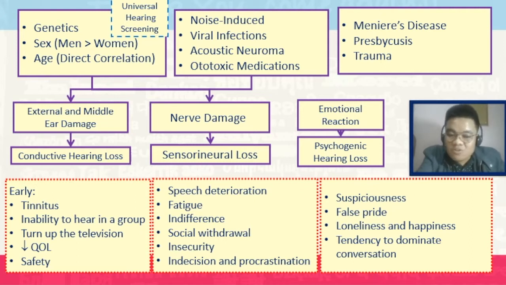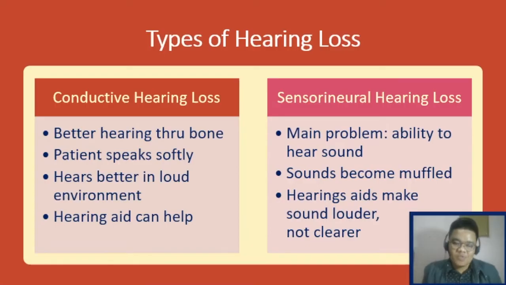whereas their unconscious goal is for them to dominate the conversation so that they will not lose track during the conversation. So, all of those factors combined, class, would lead to your sensory neural hearing loss.